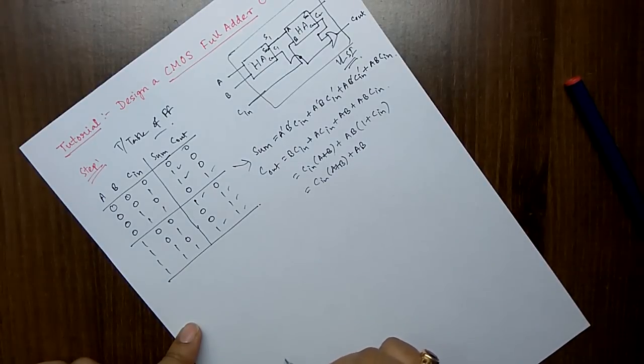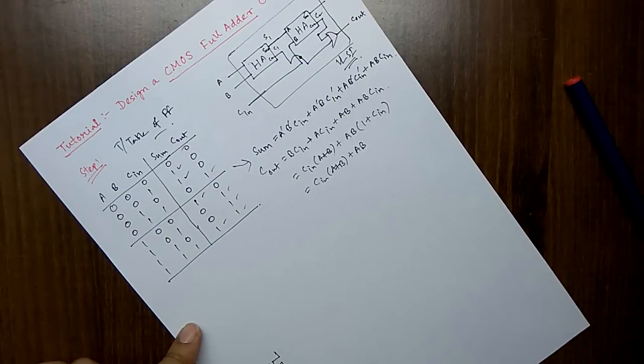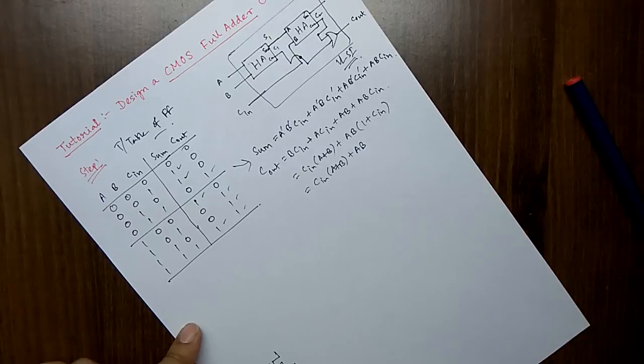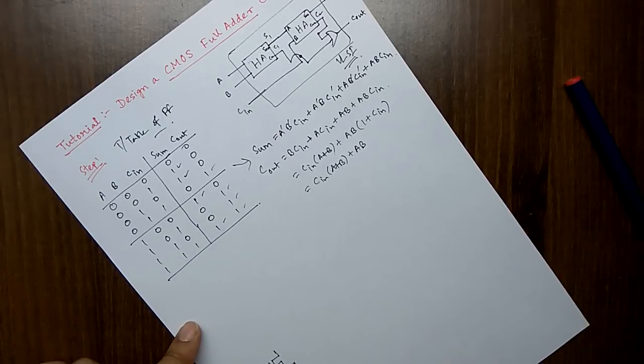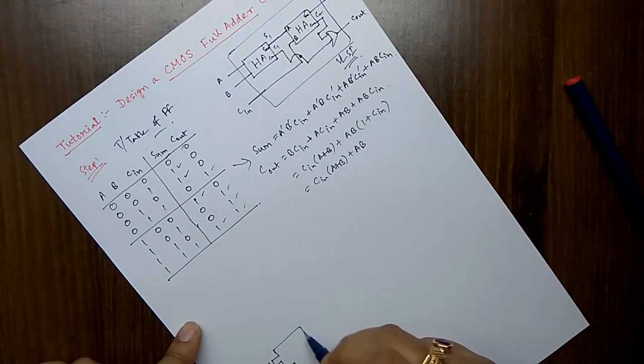I am drawing the pull down network first. So C in into A plus B. A plus B will be in parallel. Plus means parallel, A into B. For pull down it should be in series condition. So A and B.